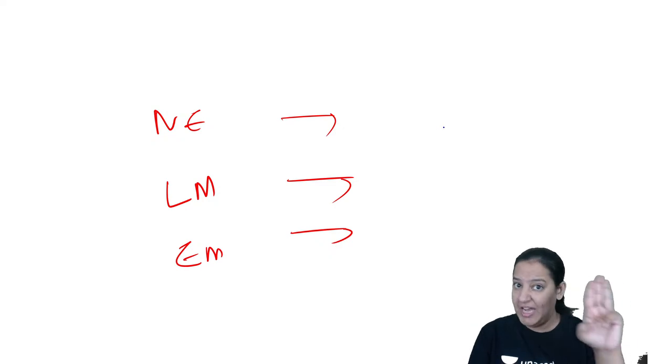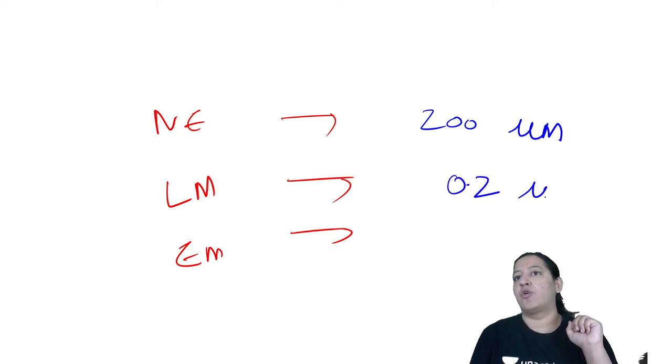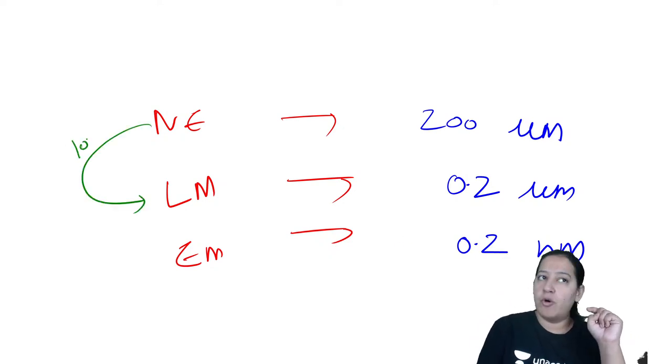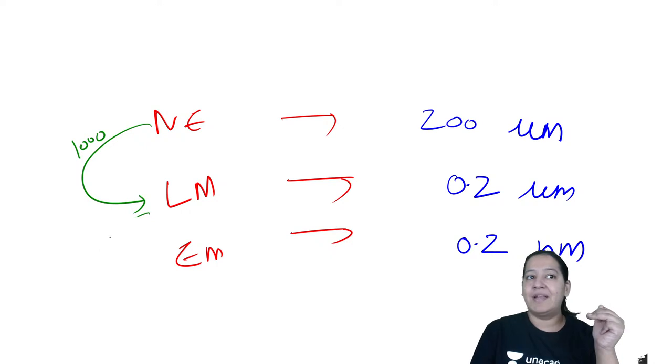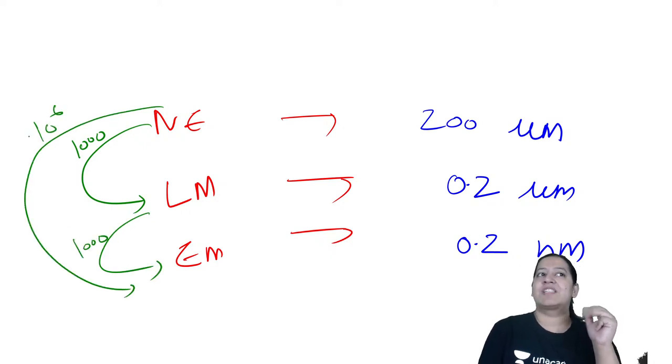So resolution, three MCQs. Naked eye ka hota hai 200 micrometer. Light microscope ka hota hai 0.2 micrometer. Aur electron microscope ka hota hai 0.2 nanometer. Have you got it? So this is 1000 times better than this, and this is 1000 times better than this. Aur ye isse aapka 10 to the power 6 times better ho gaya.